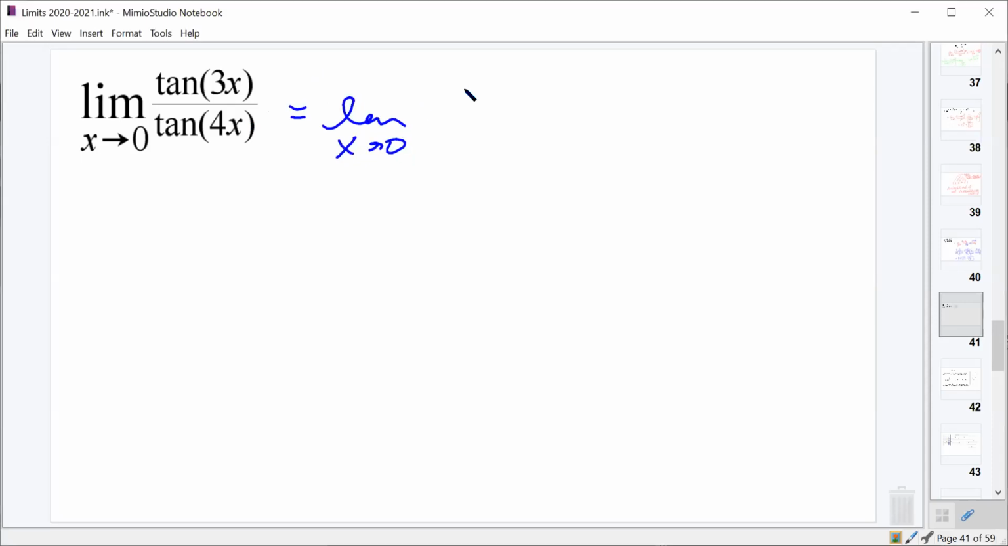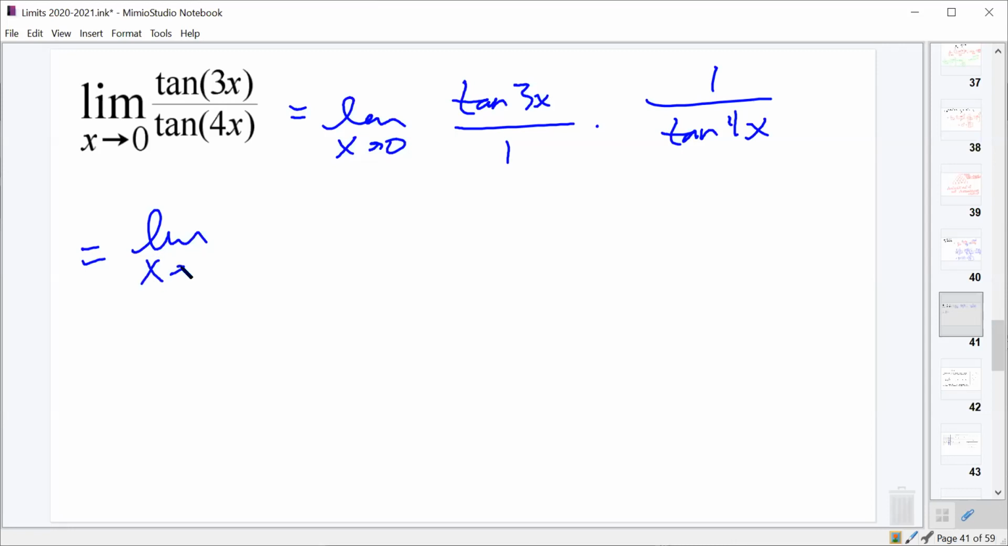Limit as x approaches 0 of tangent of 3x over 1 over tangent of 4x. So what can I do here? This tangent is really what? Sine over cosine. So I could make this sine 3x over cosine 3x, and 1 over tangent is really just cotangent, which is cosine 4x over sine 4x.